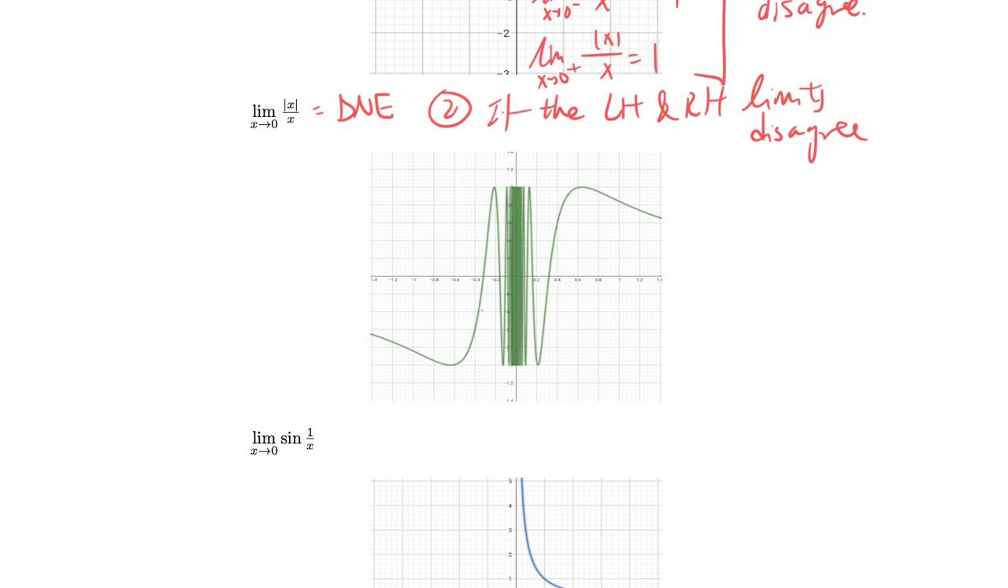Okay, so moving on to this limit over here. This is a classic example of oscillation. And here it's really not traceable, and therefore it makes sense that this does not exist. And we're going to go into a little bit greater detail.